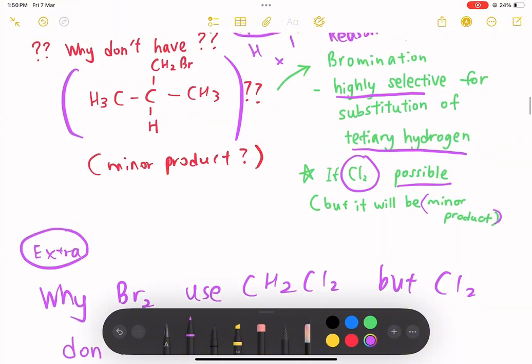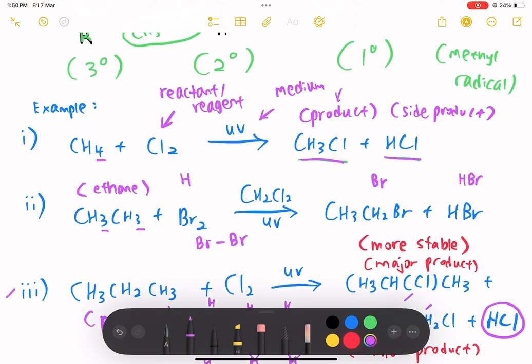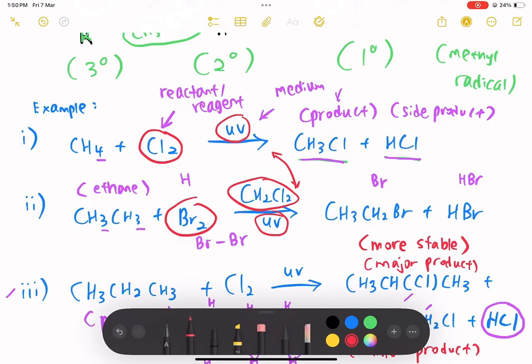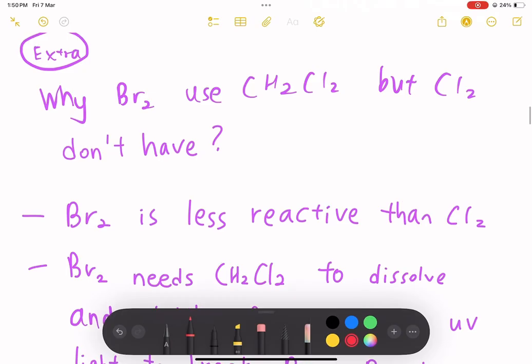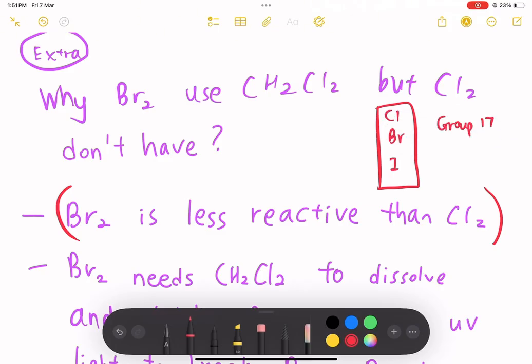So, an extra piece of information: why do we need to write these things? What is the difference? Why does Cl2 not need dichloromethane but bromine does? The reason is that bromine is less reactive than Cl. This is because according to the periodic table, in group 17, reactivity decreases from top to bottom. So this is more reactive than this one.